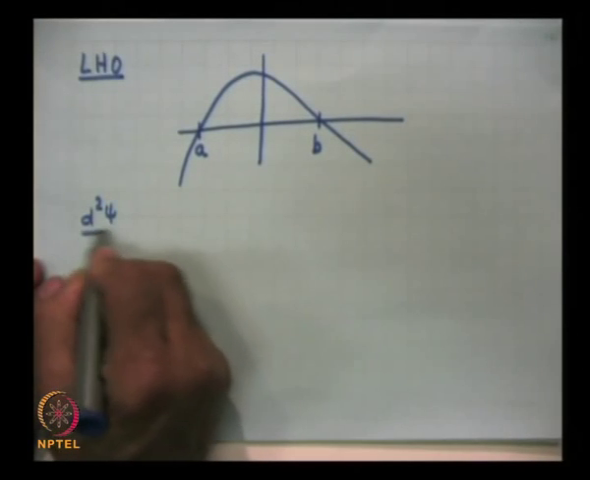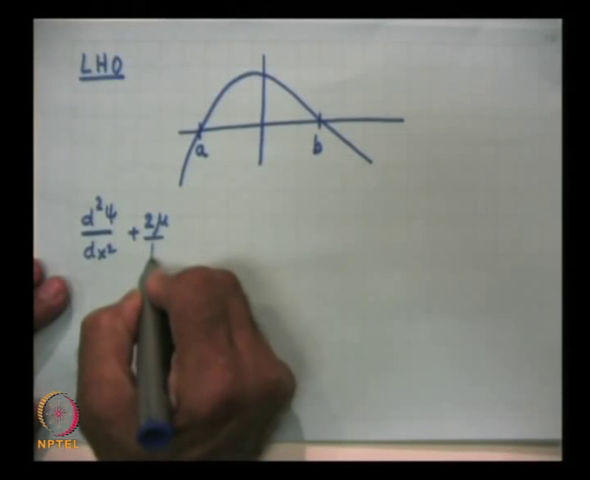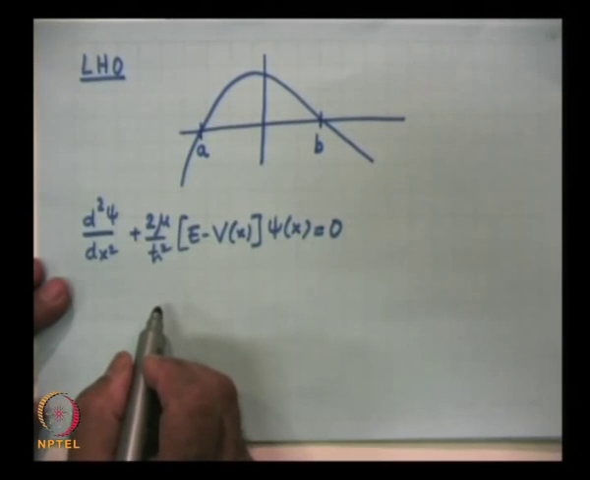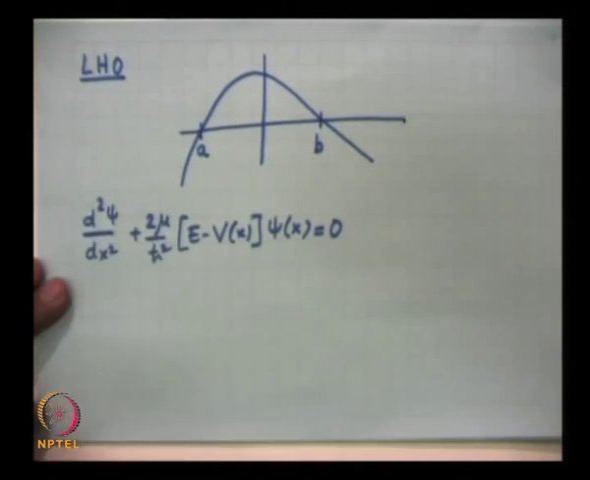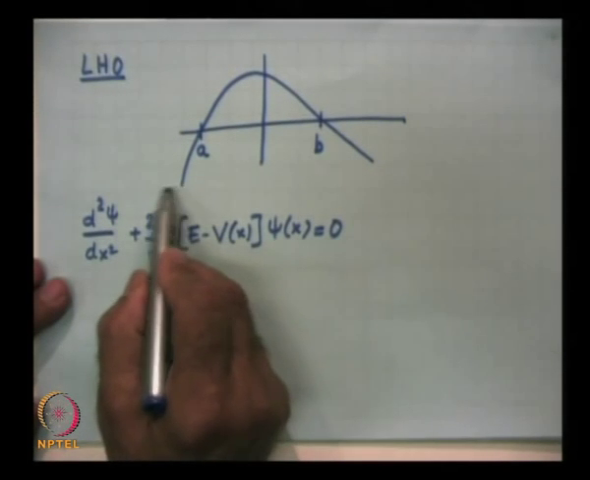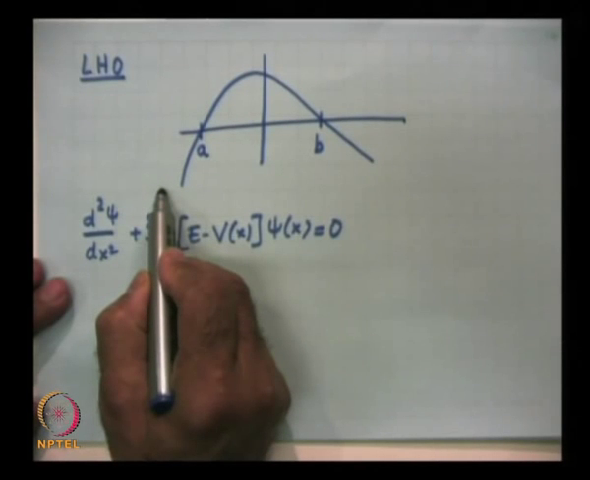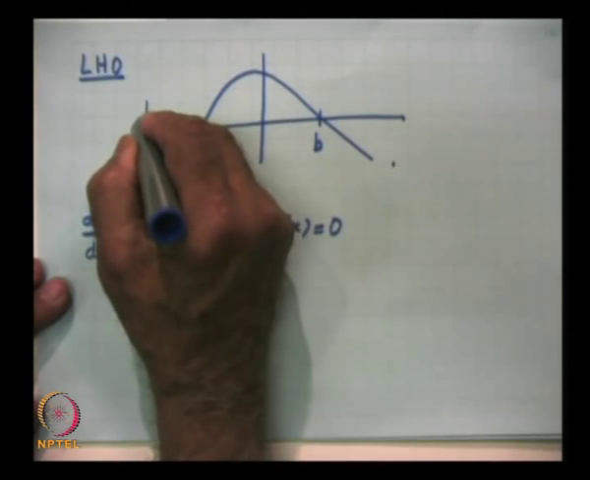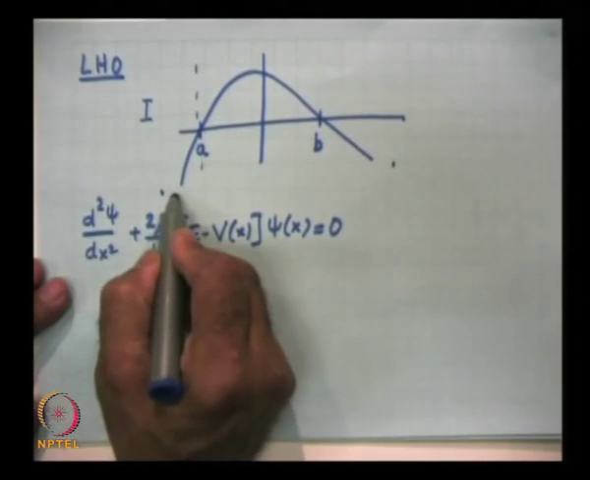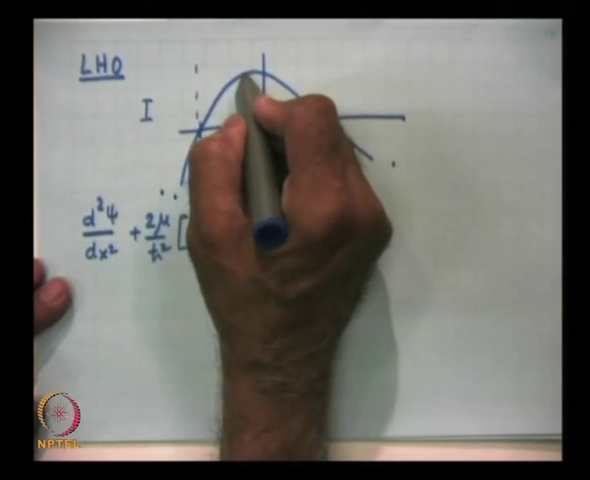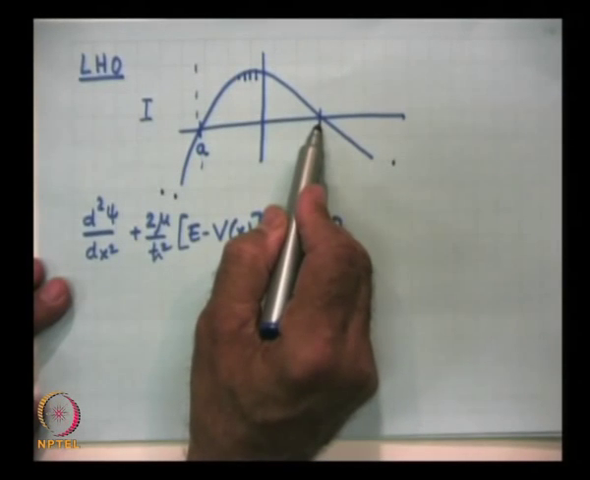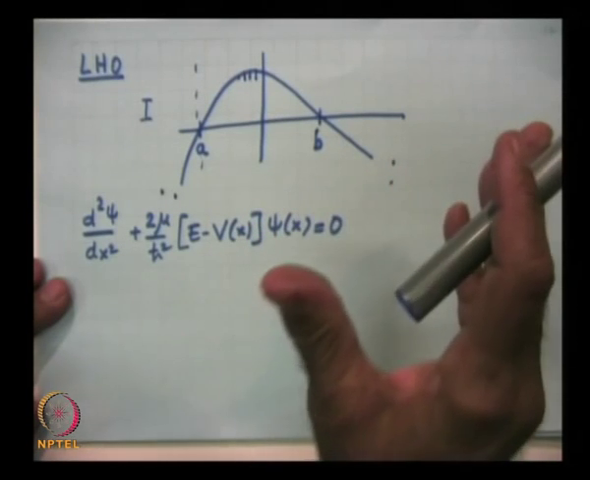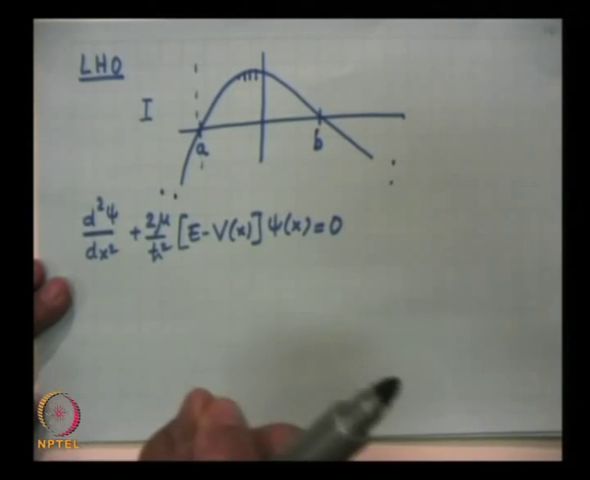That means d 2 psi by d x square plus 2 mu by h cross square (E minus V of x) psi equals 0. I am solving this problem. So, the boundary conditions are that psi must go to 0 as x tends to infinity and as x tends to minus infinity. So, I must have an exponentially decaying solution here and an exponentially decaying solution here. The trick is that in region 1, that is x less than a, I start with an exponentially decaying solution. I then go over to this region, look towards this turning point, go over to this region and find the coefficient of the exponentially amplifying solution, and that we must set equal to 0.